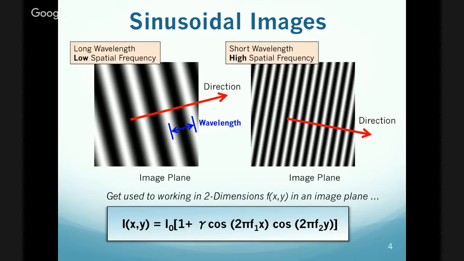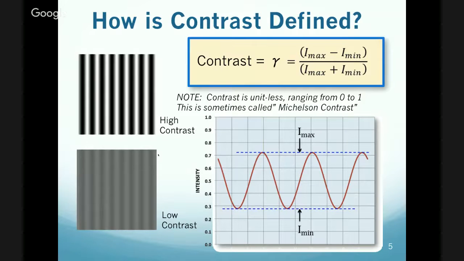And in 2 dimensions, we don't talk about just a sine or a cosine. We have to write an expression that is always positive, because in the imaging world, we can't have negative values. So an expression for a sinusoidal image is shown below, where it's equal to some normalizing value, we call it I naught, times 1 plus gamma times the cosine of the signal in both directions. It's called a separable function, so we can just multiply one by the other. And it turns out that the gamma quantity is the contrast.